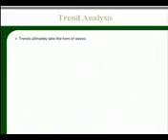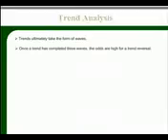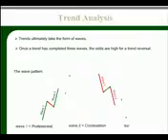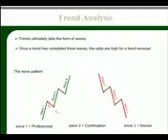Trends ultimately take the form of waves. Once a trend has completed 3 waves, the odds are high for a trend reversal. The wave pattern is made up of a professional wave, a continuation wave, and a novice wave. A wave is completed once there is a retracement or consolidation against that wave.